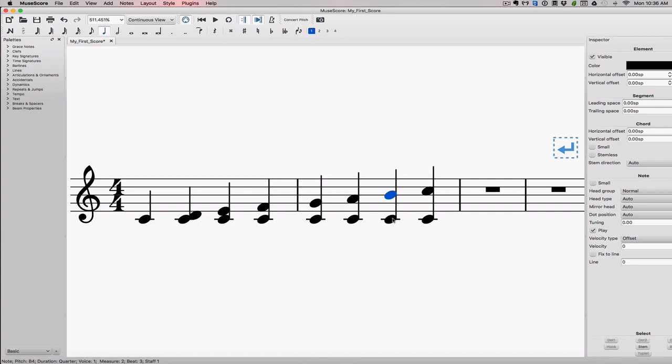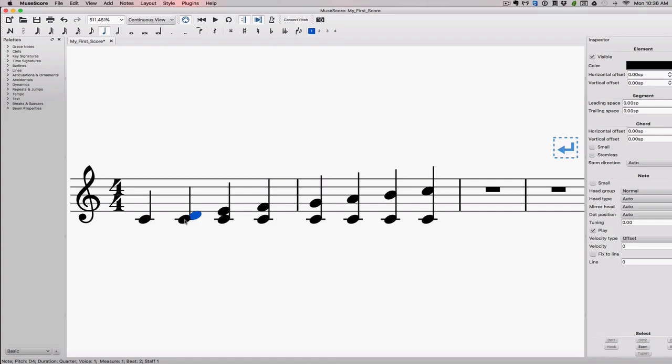So interval class 2 is major seconds and minor sevenths. So here's a major second. So that falls into interval class 2. And if I inverted this, it would be a minor seventh, which would also be interval class 2. So those are both considered dissonances. 1 and 2 are dissonances.